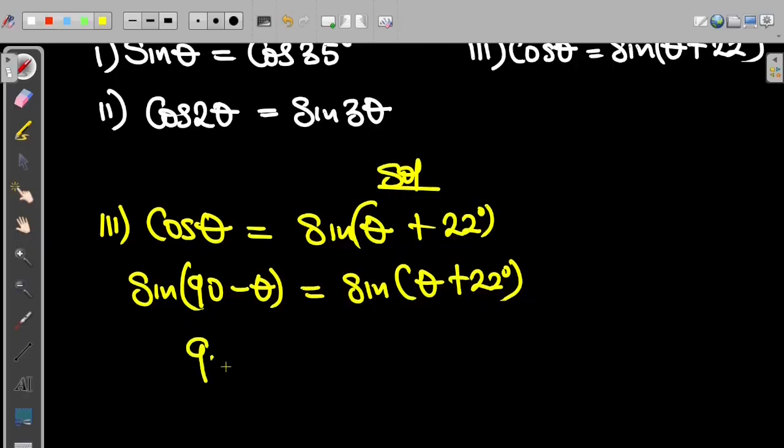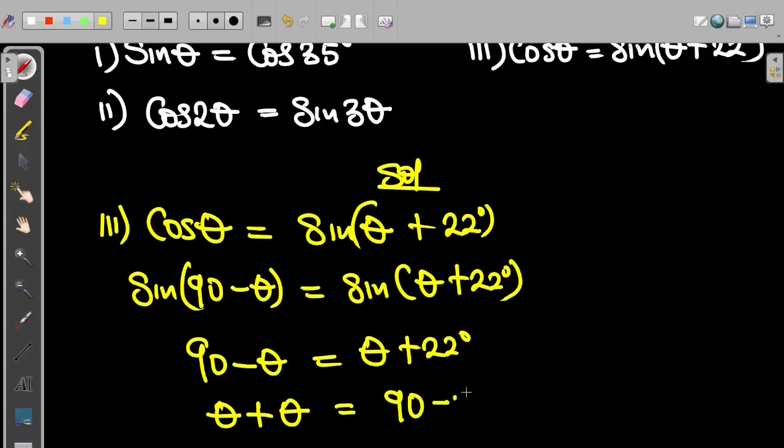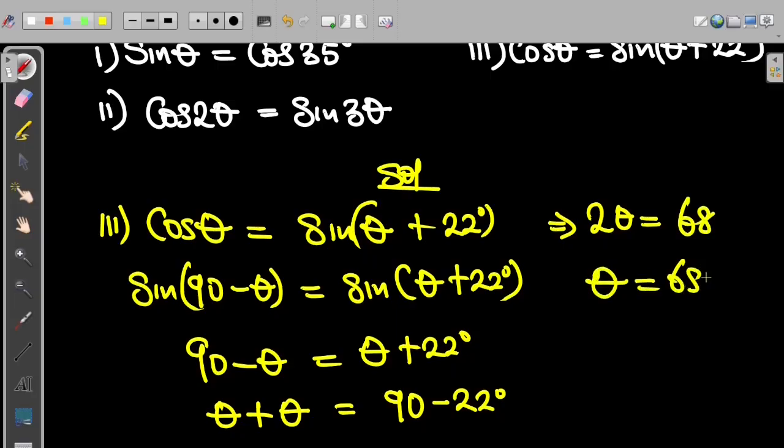So this becomes 90 minus theta is equal to theta plus 22 degrees. So we have it that this is theta plus theta, 90 minus 22 degrees. So we have 2 theta at this point equal to 68. So theta is equal to 68 divided by 2. So therefore the value of theta is equal to 34 degrees. So at this point we have also obtained the value of theta.